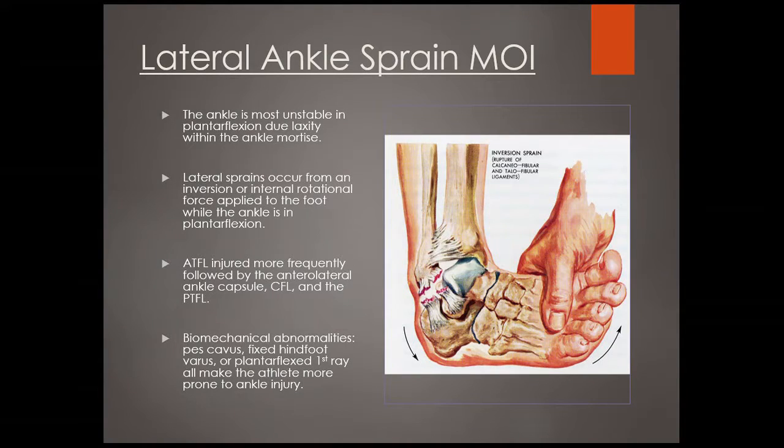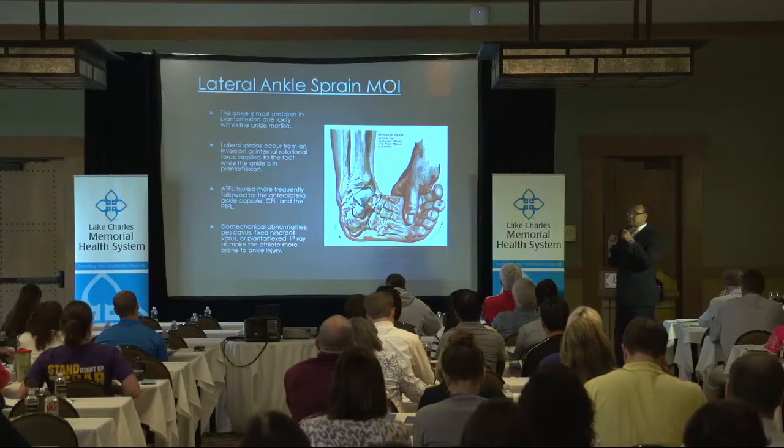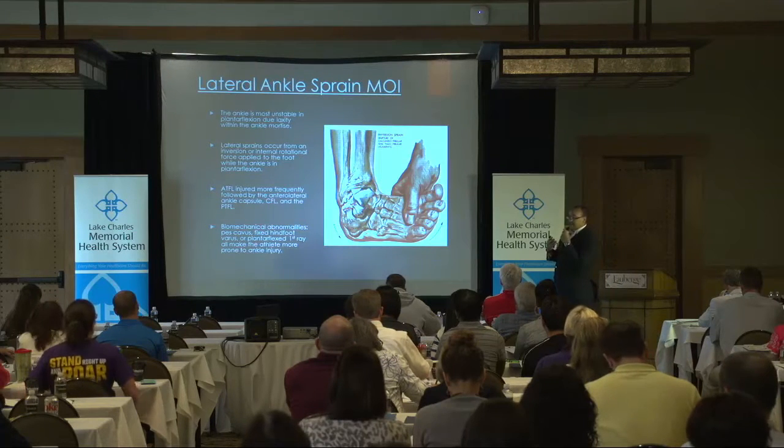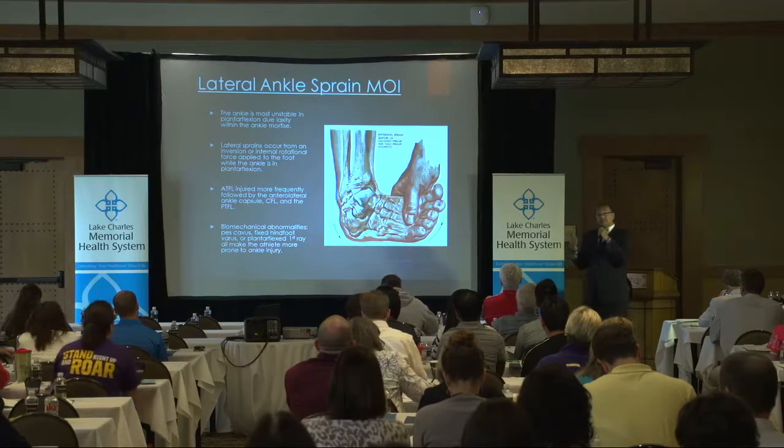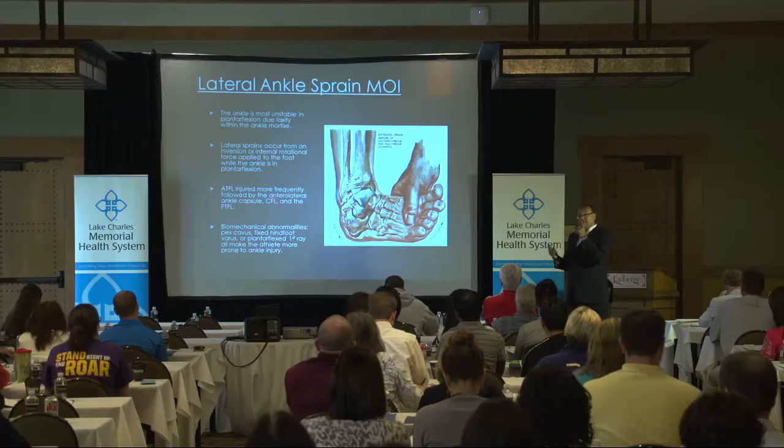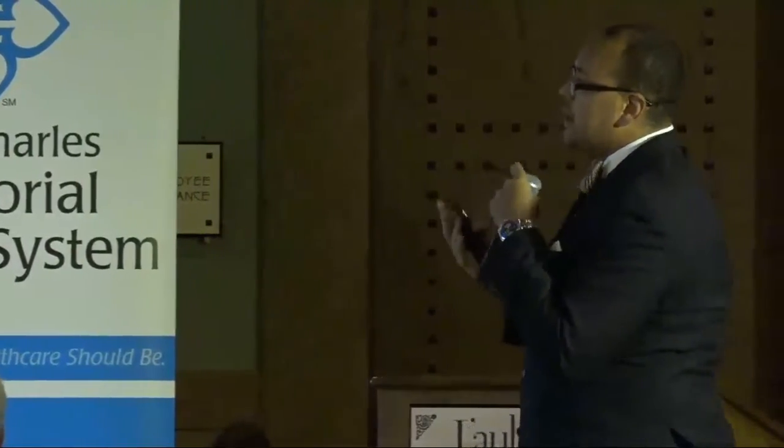Mechanism of injury. Lateral ankle sprains occur from an inversion or internal rotational force applied to the foot while the ankle is in a plantar flexed position. When you evaluate these patients, there are biomechanical abnormalities that can lead to patients further exacerbating this condition, like a high arch or pes cavus, a rigid rearfoot varus, a plantar flexed first ray, and some other modalities.